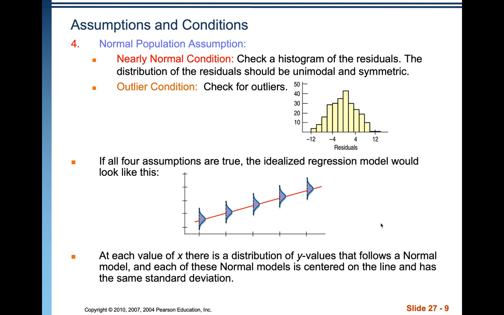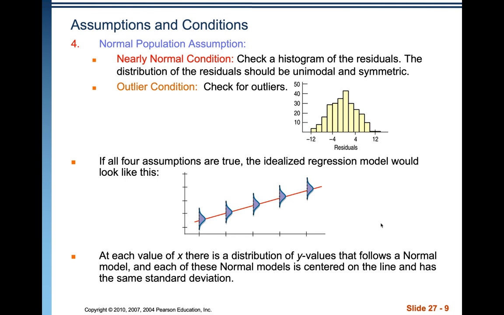And the normal population assumption, we check the nearly normal condition, and we do that for the residuals. You want to check a histogram of the residuals or normal probability plot or stem plot or dot plot, and make sure if you're using anything but the normal probability plot that you've got unimodal and symmetric. If you're using the normal probability plot, you want to make sure they line up. The outlier condition, you want to check for outliers.